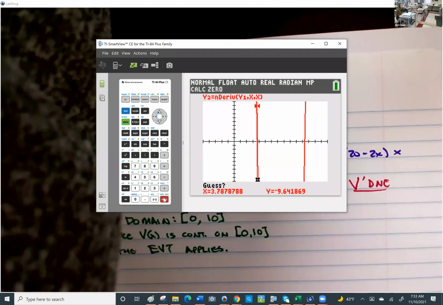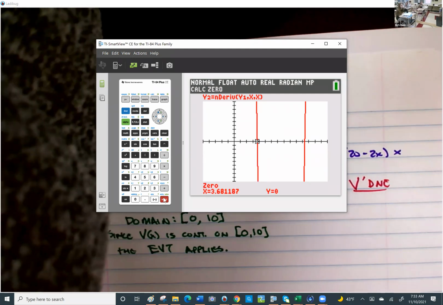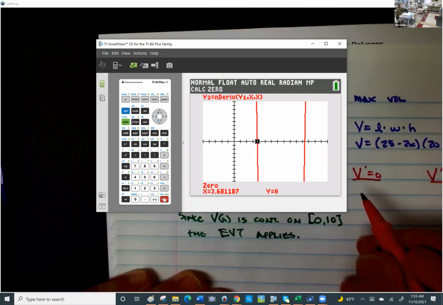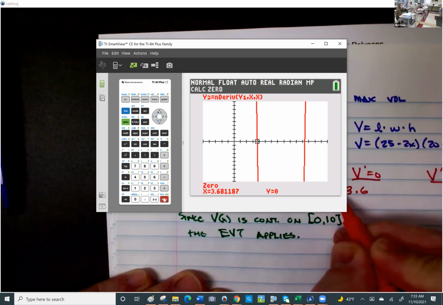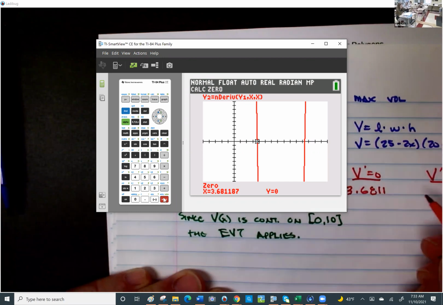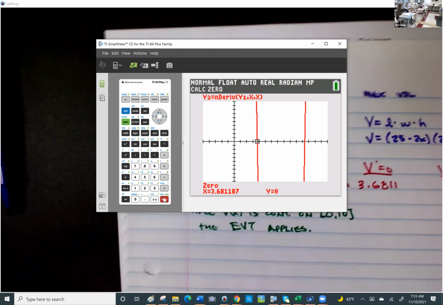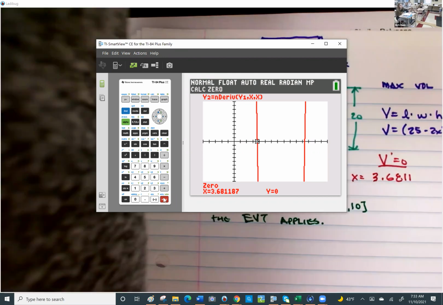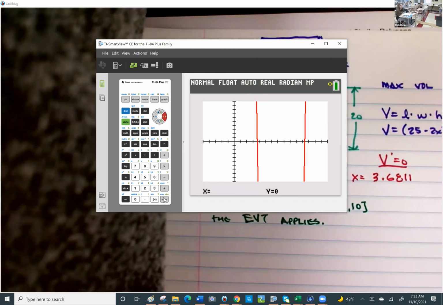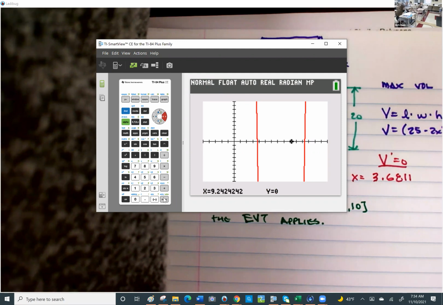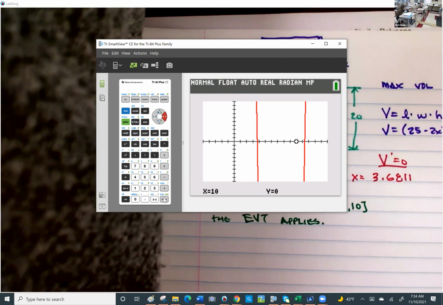But now when I press enter, we get a 0 of 3.6811, and I can stop there since that's 4 decimals. Okay. And then, yes, the question begs, what about this guy over here? Well, notice where I am when I get to here. I'm at the end of my domain at 10.